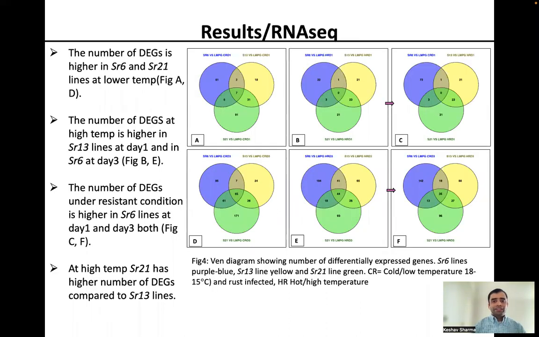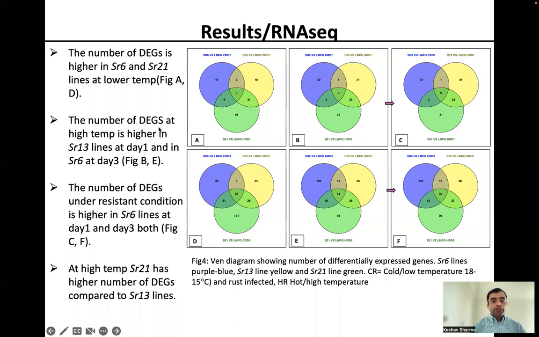We did some RNA-seq analysis and found some differentially expressed genes in all lines. So we can see here that the number of DEG is higher in SR6 and SR21 lines at lower temperature. Both of them are inducing resistance, but both of them have a higher number of genes compared to SR13. As you see here, in day 3 as well.